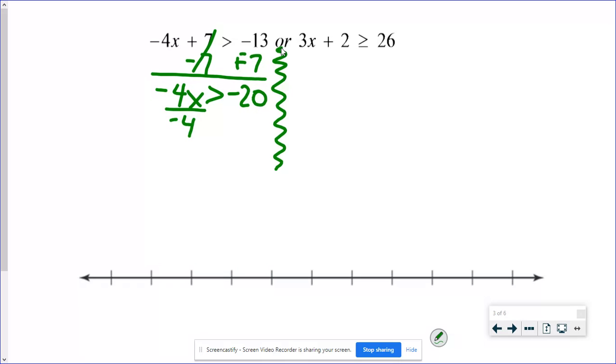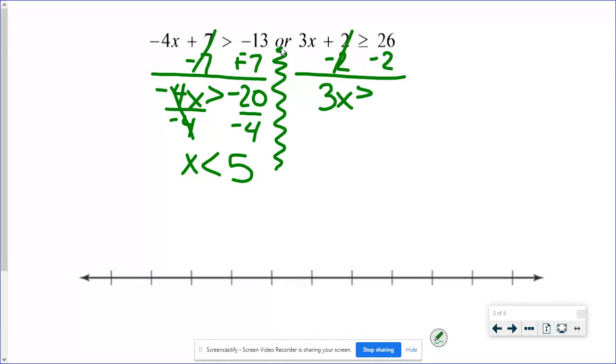And when I divide by negative 4, remember that's the tricky one. Dividing by a negative, or multiplying by a negative, flips your inequality sign. So instead of a greater than, it's going to be a less than. And that's positive 5 because they're the same signs. On the right side, we're going to get rid of the 2 first. So 3x is greater than or equal to 24. And divide by 3.